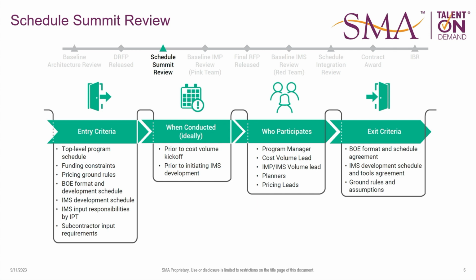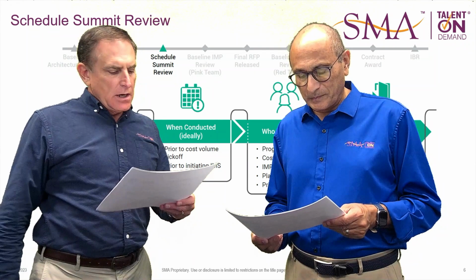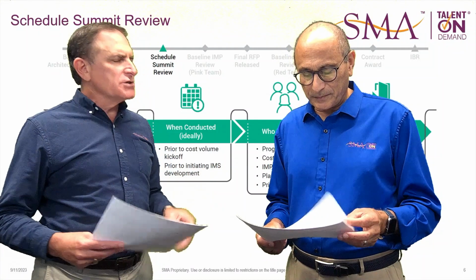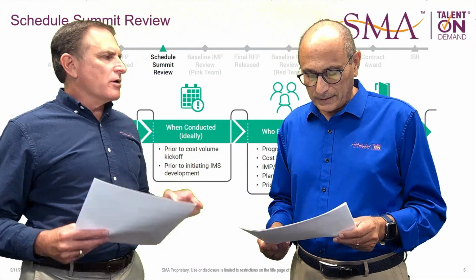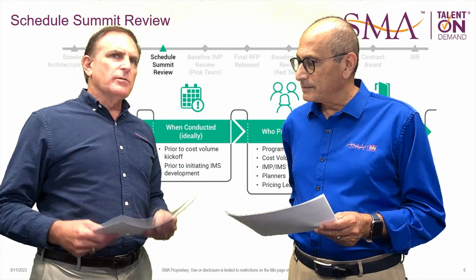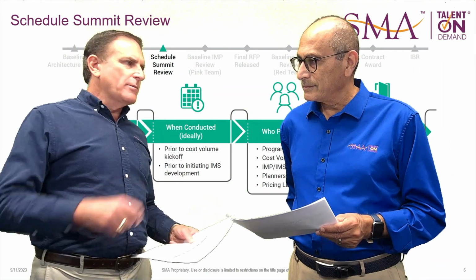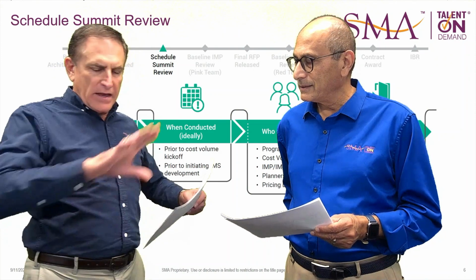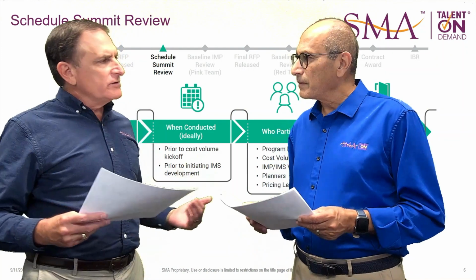So the second review in our process is the schedule summit review. And again, we have the same entry and exit criteria approach to this. So we do a top level program schedule. Honestly, I think this is one of the most important artifacts that we develop in the program architecture, because it's the one thing that everybody should be able to walk up to the whiteboard and draw. And just that master phasing schedule associated with this.